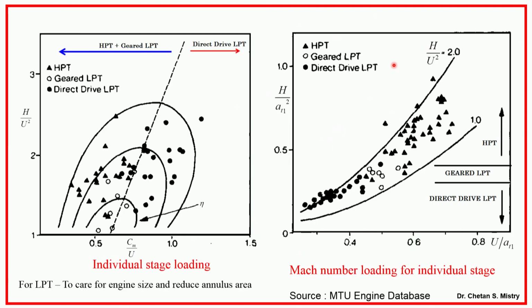Now, this is the data collected by MTU engines. They have collected the data on what the range needs to be. If we look here, they have selected this data for HP turbine, for geared LP turbine, and direct drive LP turbine. So, this is my efficiency line. Most of the cases, when I am talking about HP, it is defined with lower flow coefficient and comparatively higher loading. Similarly, LP turbine is with slightly higher flow coefficient.